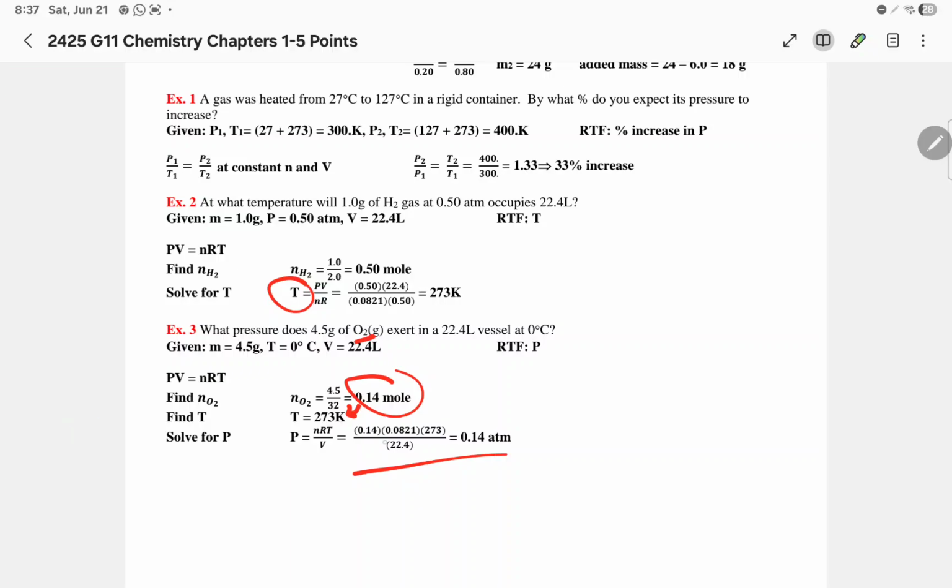By the way, you're gonna say, why is it sometimes 0.080 and why is it sometimes 0.0821? Guys, it doesn't matter. They're gonna give it to us as given in the exam, what we should use as the value for each question.